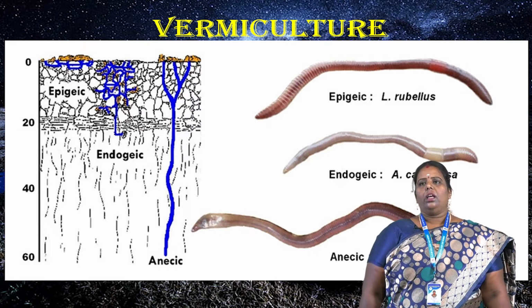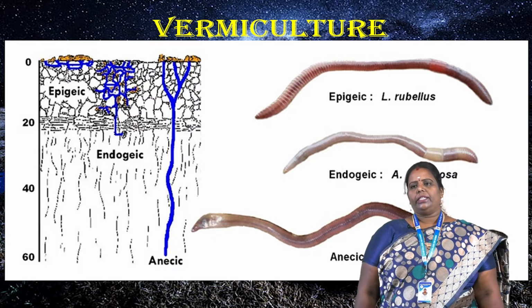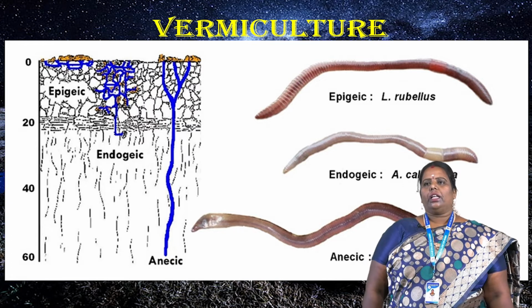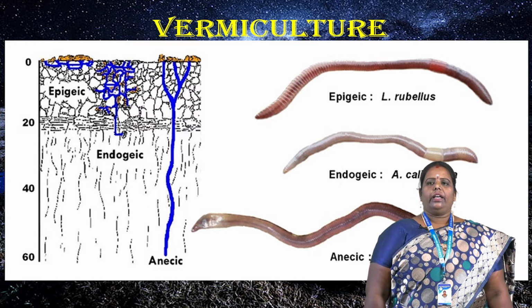The epigeic, rubella species, caliginosa species, longa species. The colors are also varied, and they look like very nice colors.